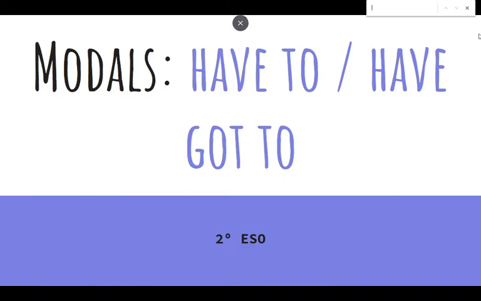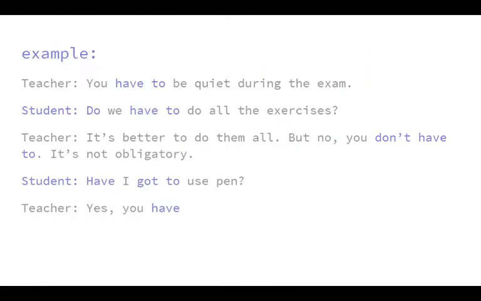Hello students, today we are going to be looking at another modal verb. In this case the verb have to or have got to, that are two different versions of the same thing. And we are going to see that they are very similar to the verb must that we have already studied, and they are used to express obligation. Okay, let's have an example.